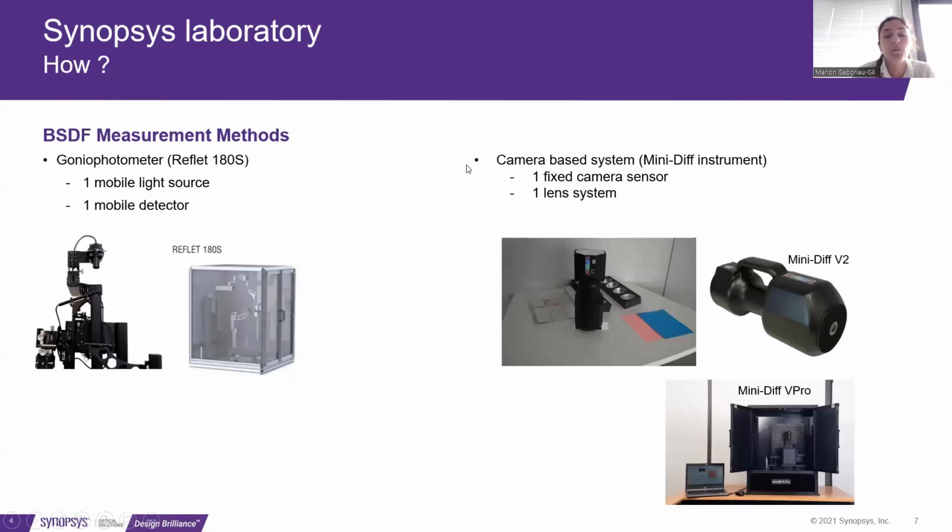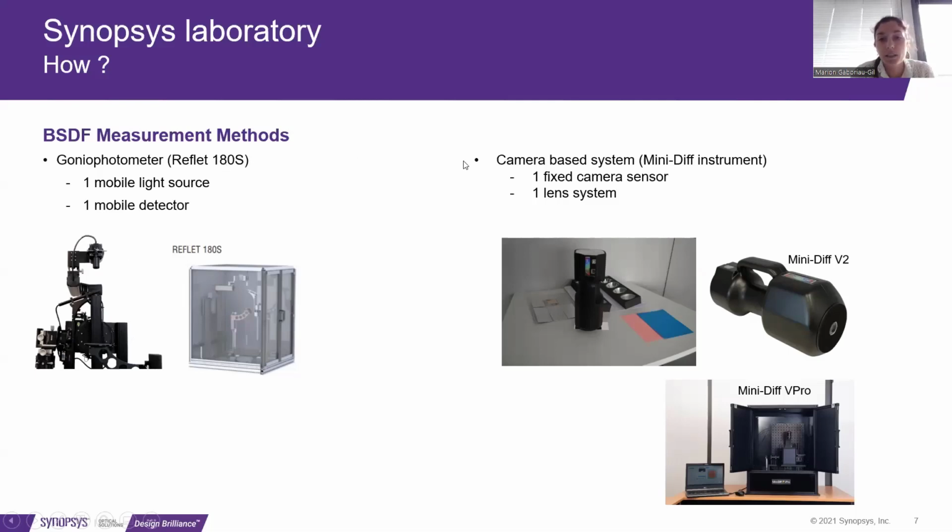How can we measure BSDF? There are two principal ways. The first one here is with a gonio-photometer, where a light source illuminates a sample. The sample scatters the light in many directions, and you have a mobile detector which turns around the sample to collect the scattered light. It can be the opposite with a fixed detector and a mobile light source.